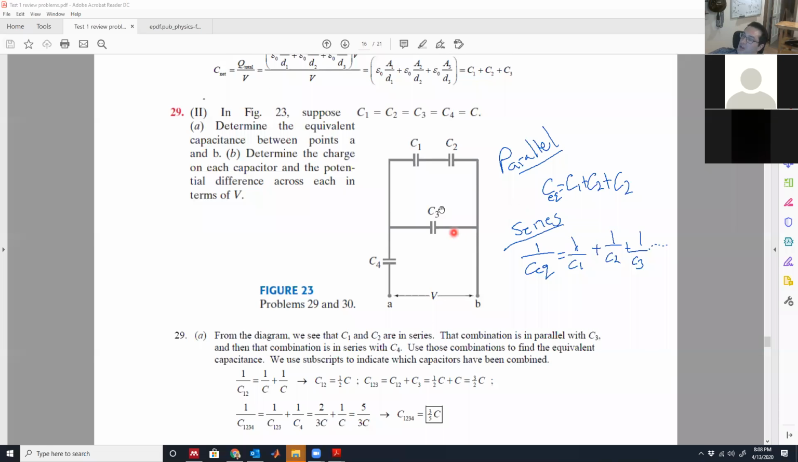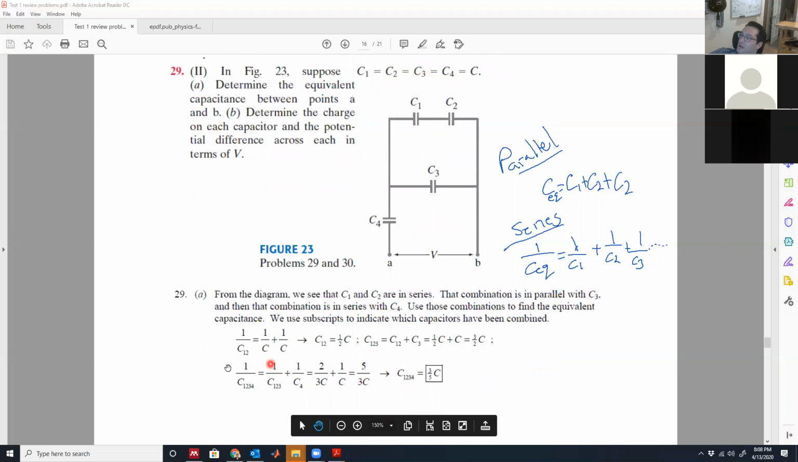And just like last time, we'll combine it. We'll start with the most complicated part, which is C1 and C2 in series, because that's connected. C1 and C2 in series is connected to C3 in parallel, which both of these are connected to C4 in series. So this is the innermost section. So we combine that first.